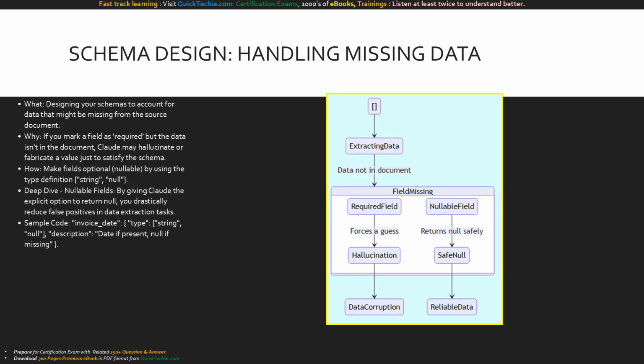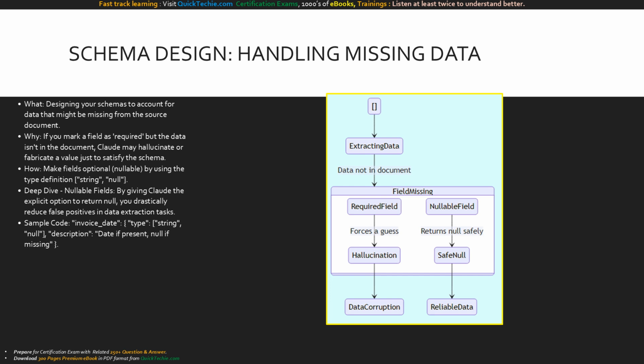A highly tested concept on the certification exam is how to design your schemas defensively. Imagine you are extracting data from an invoice and your schema requires a purchase order number. What happens if that specific invoice doesn't have a PO number because the schema strictly demands it? Claude might hallucinate a fake number just to satisfy your rigid validation rules.